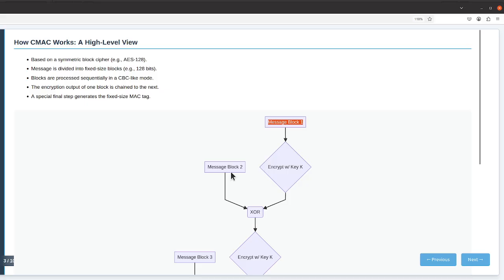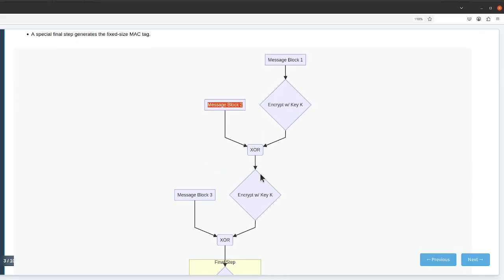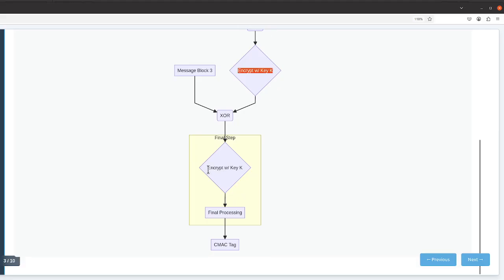These blocks are then processed one by one in a sequential manner, similar to a mode of operation called cipher block chaining, or CBC. The result of encrypting one block is XOR'd with the next block before it gets encrypted. This chaining process ensures that any change in one block affects all subsequent blocks, making tampering easily detectable. Finally, after the last block is processed, a special final step is performed to produce the CMAC tag. This entire process depends on a single secret key that both the sender and receiver share.